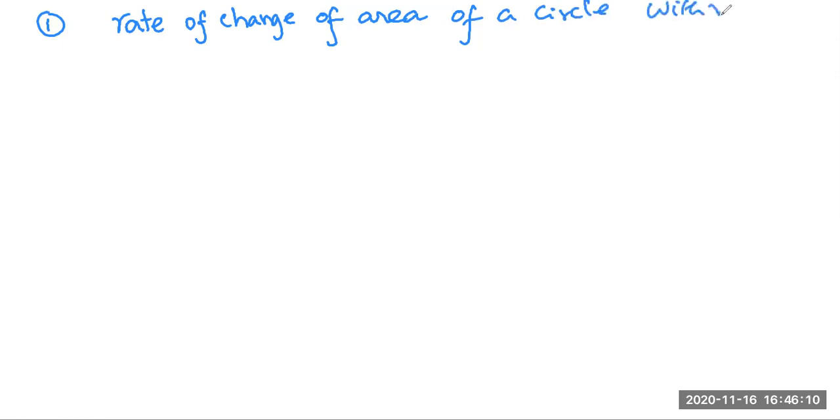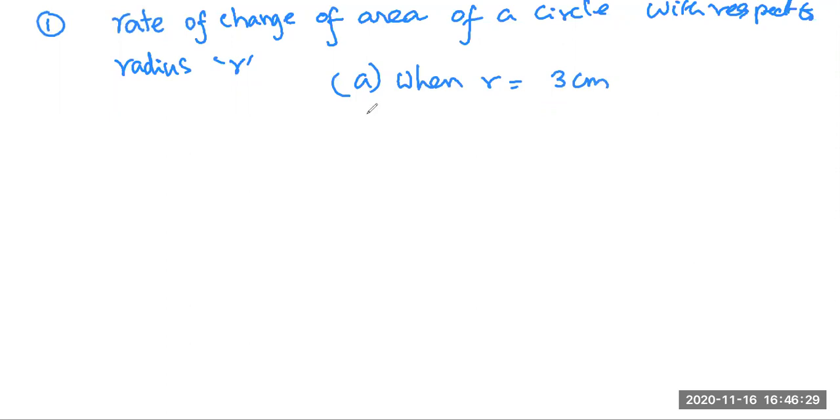The first question is: find the rate of change of area of a circle with respect to its radius r. And it says, when r is 3 centimeters, and b, when r is 4 centimeters. This is from exercise 6.1, page 197.